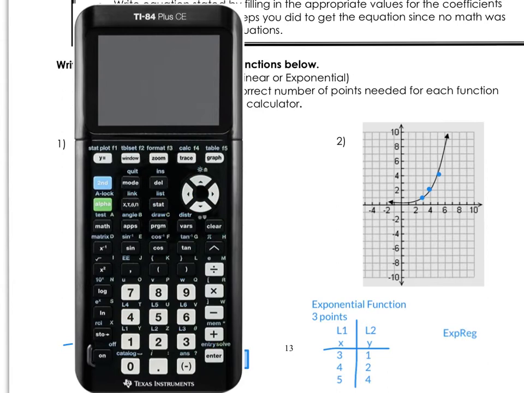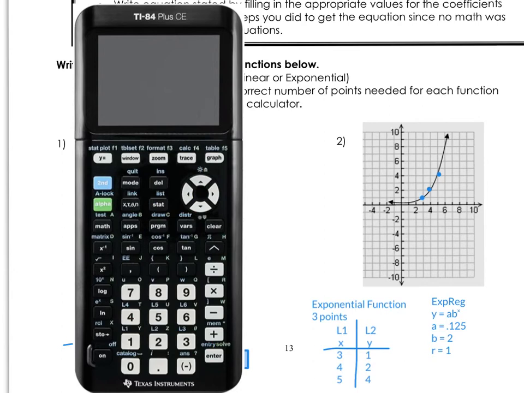So I write down, like I said, ExpReg to show that what I'm doing is doing an exponential regression in the calculator, and then y equals a b to the x power, and then I write down my a and b again. And again, I write all those down so that I know I need to get those out of the calculator. And then in my calculator, the a value is 0.125, and the b value is 2, and the r value is 1.